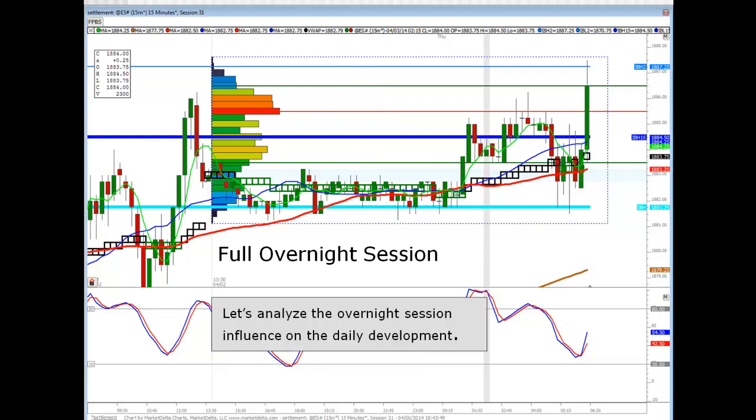Let's analyze the overnight session influence on daily development. Now that we've seen what happened overnight, and we have the profile parameters from the overnight session, let's take a look at how it influences the day that is yet to come.